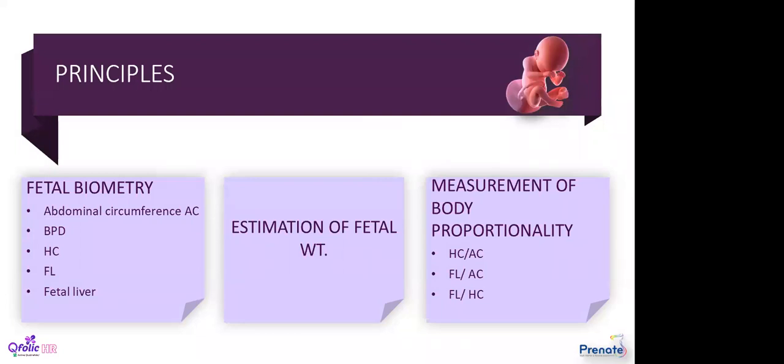The fetal biometry includes the abdominal circumference, the biparietal diameter, head circumference, femur length, or sometimes, if needed, fetal liver. Then by these biometric measurements, we can calculate the estimated fetal weight. In each ultrasound machine, there are different formulas already fed in, so if we take these readings, the estimated fetal weight is calculated automatically. Measurement of body proportionality is the head circumference to abdominal circumference, femur length to abdominal circumference, and femur length to head circumference.